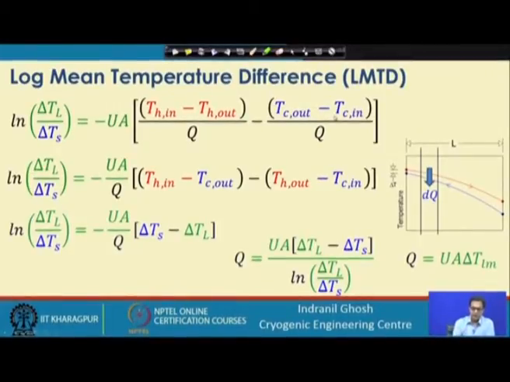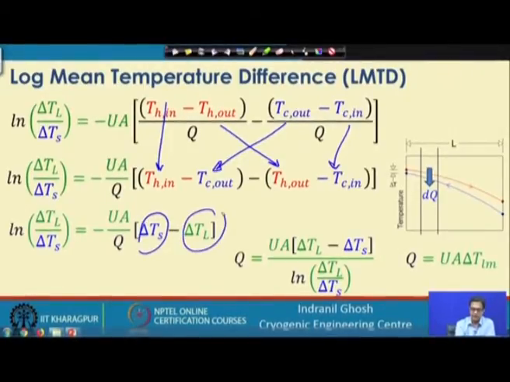Then with a little algebra, we have rearranged these terms, just to express the temperatures in terms of delta T S and delta T L. So, the overall equation now becomes Q equals U A times delta T L minus delta T S divided by the natural log of delta T L by delta T S.